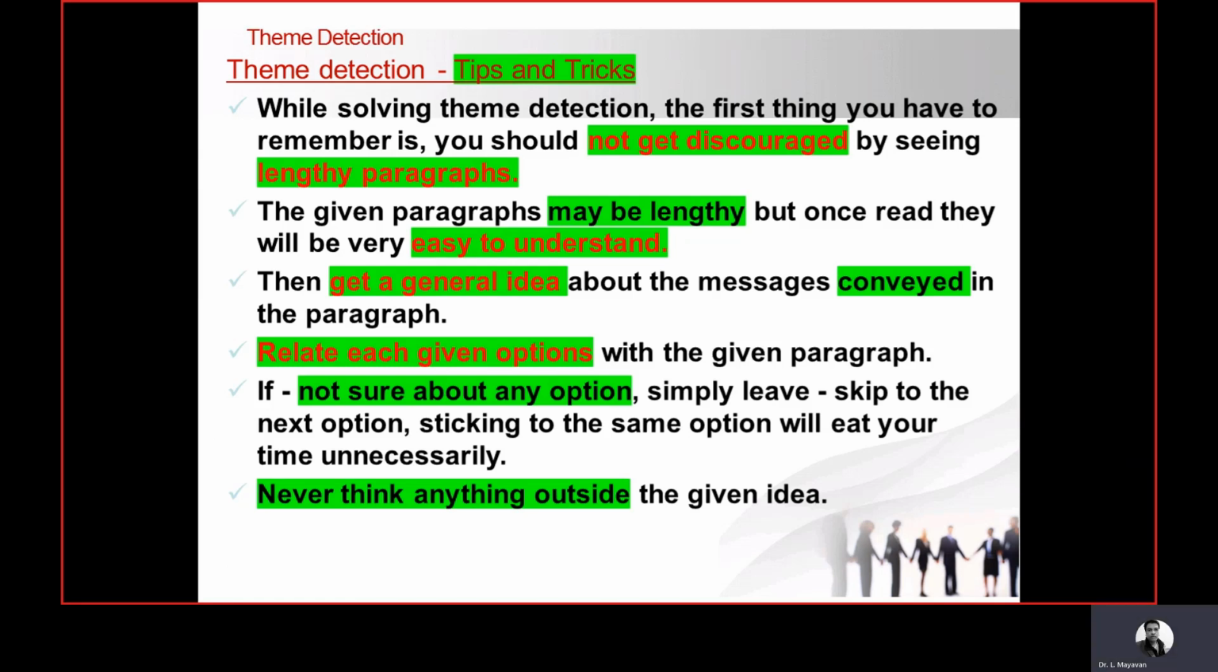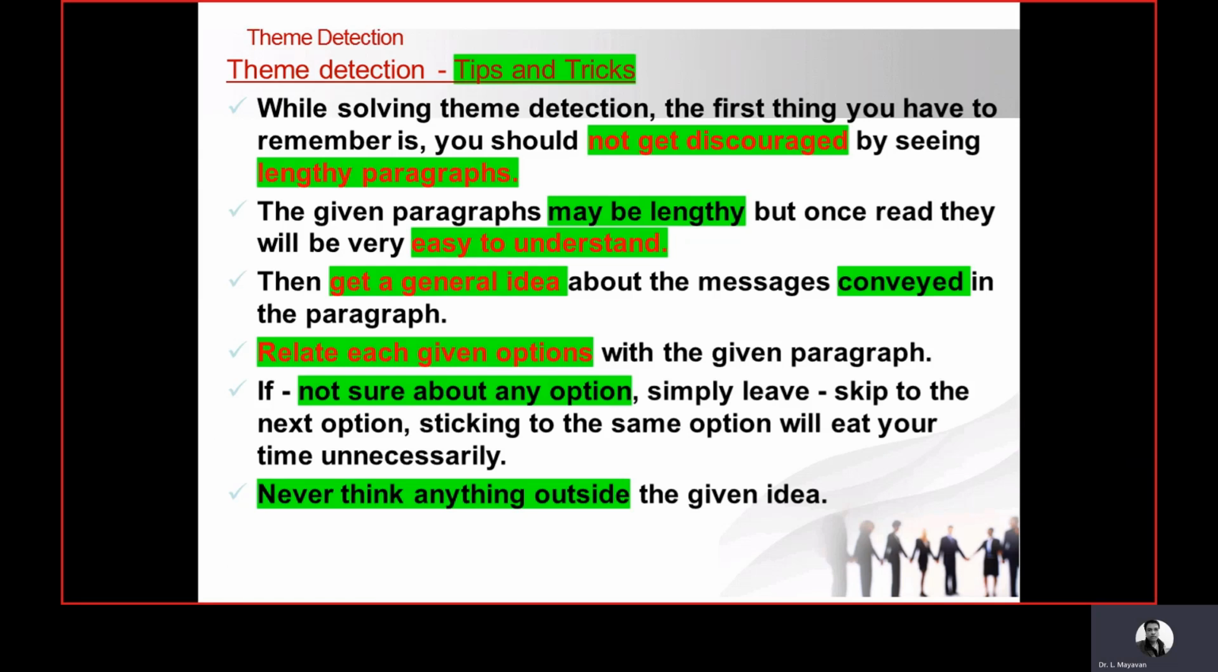And if you are not sure about any option, simply leave it and skip to the next option, because sticking to the same option will consume most of your time unnecessarily. So it's better to skip the particular option. If you are not sure, move on to the next option and see whether the theme given in the option is related to the passage.